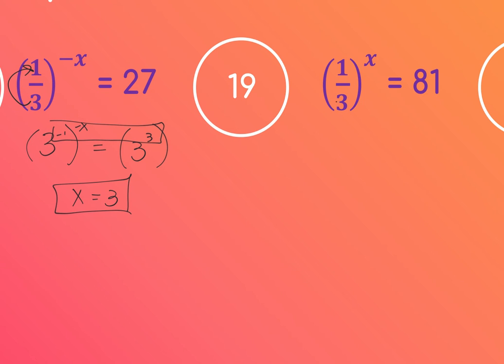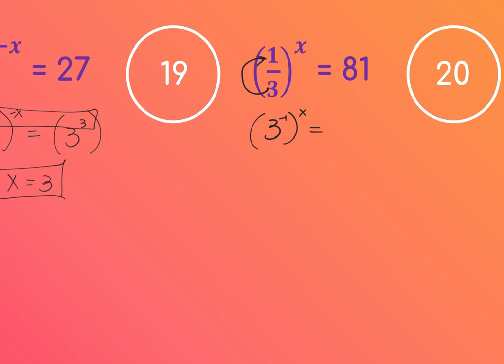19, do the same thing. Bring 3 to the top. It'd be 3 to the negative 1 raised to the x. 81 is 3 to what power? Good. Set the exponents equal to each other. Negative x equals 4, so x would equal negative 4.